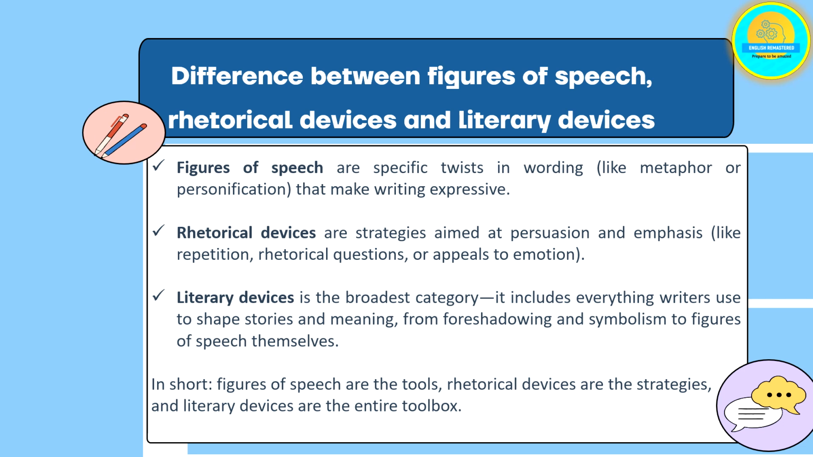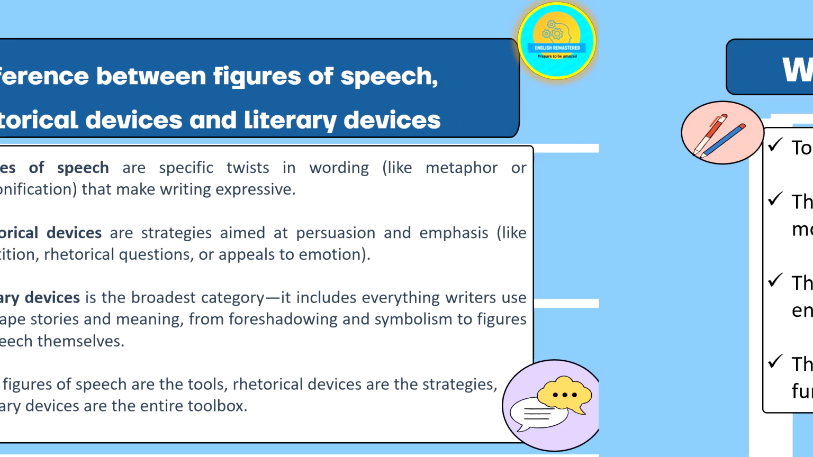Literary devices is the broadest category. It includes everything writers use to shape stories and meaning, from foreshadowing and symbolism to figures of speech themselves. In short, figures of speech are the tools, rhetorical devices are the strategies, and literary devices are the entire toolbox.